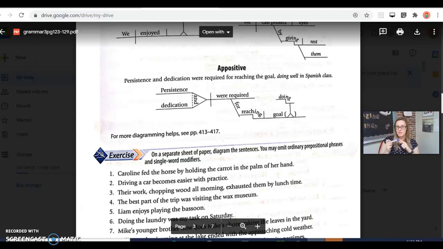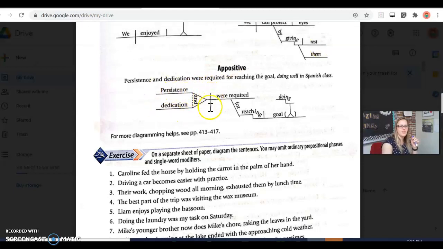Remember, with an appositive, you can stop right after the noun that it's explaining and you don't need it. Appositives are not needed. They're just extra information. Most of the time, non-essential. Every once in a while you need it for clarity, but for the most part, it's non-essential. Okay, so let's look at this. This is the compound subject, persistence, dedication. So we have that here.